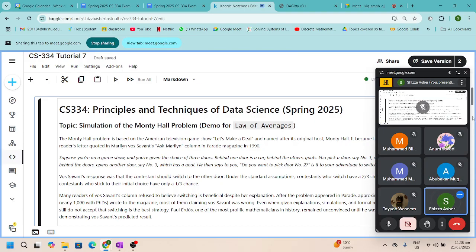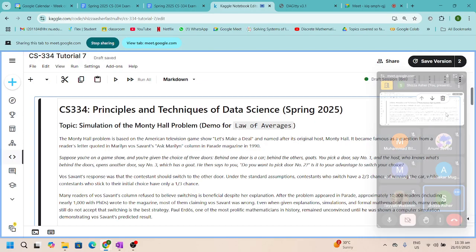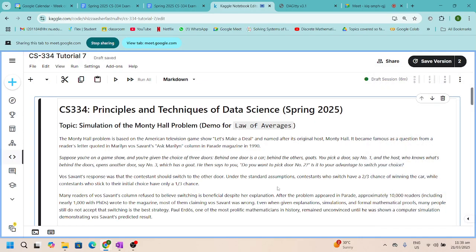Really, people? Okay. So what you actually do is that you do not stick with your choice. You change your choice. When you stick with your choice, you have a 1 by 3 chance of winning. When you change your choice, when you switch, you have a 2 by 3 chance of winning. So let's try and understand why real quick before we look at this simulation.